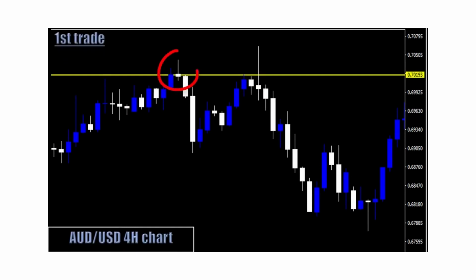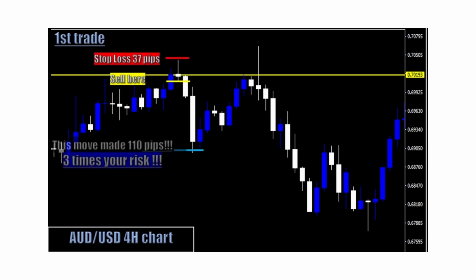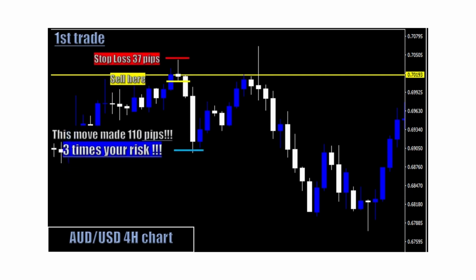First trade. Here, at the first time price touched the level, there is a pin bar creation. We could have entered at the break of this pin bar with a stop loss right here and a target profit right here. This move would have made 110 pips, which means 3 times our risk.